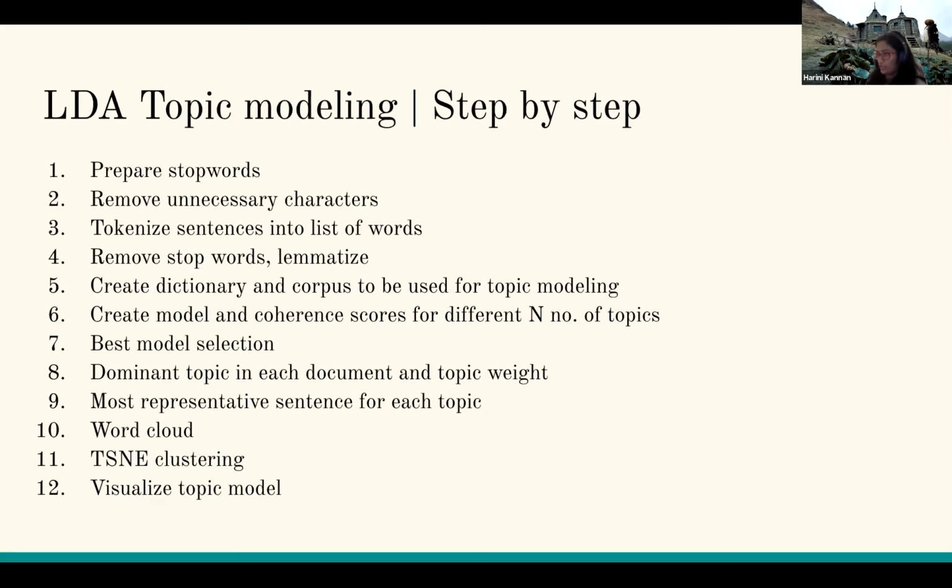So step by step, we will go through the normal pre-processing that we do for any NLP project. We prepare the stop words, remove the unnecessary characters, tokenize sentences and lemmatize, and then once we finish the pre-processing, we'll create a dictionary and corpus to be used for topic modeling. The stop words and everything would be slightly different from what we normally do with a normal English corpus, because your system corpus is going to be different.